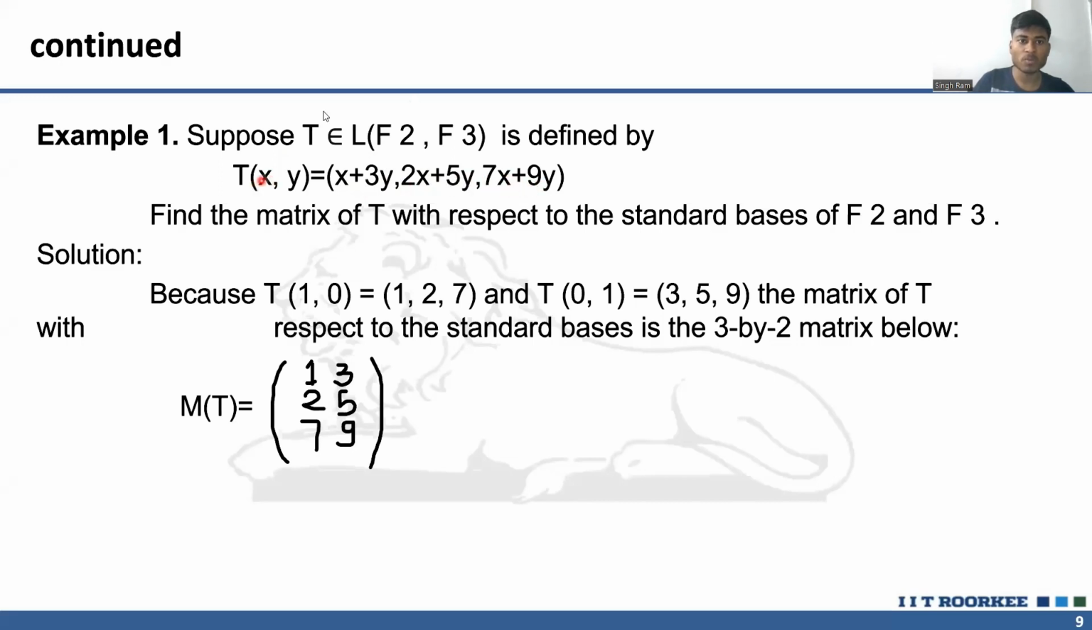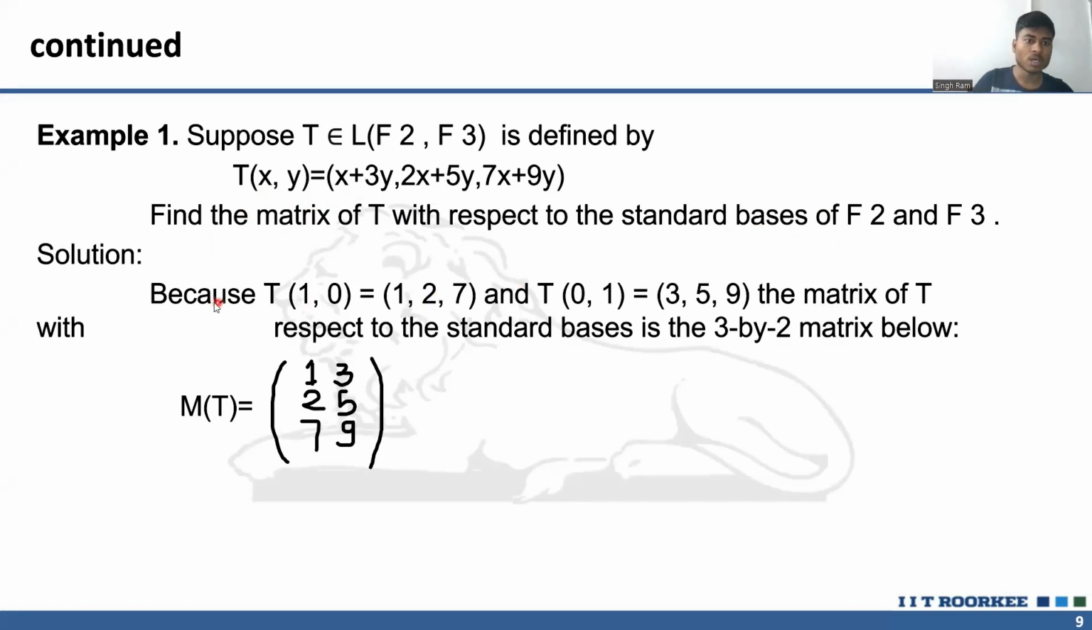So we are transforming from the vector space R2 to the vector space R3. This transformation is a function which applies to a vector in R2 and transforms it into a vector in R3. So which matrix do we apply onto R2 that gives us a vector in R3? We are trying to find that matrix. Find the matrix of T with respect to the standard basis. If no basis is given, then we take the standard basis of F2 and F3.